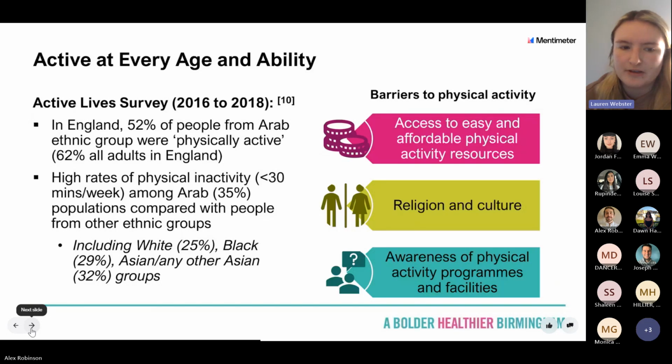Religion and culture play a part in this, such as the availability of single-sex spaces and female instructors, embarrassment or fear of harassment whilst wearing modest sportswear. However, these experiences were reported less frequently in the UK than other European countries, such as France with the hijab ban. Awareness of physical activity programs and facilities was also a barrier, and this was also associated with language. Facilitators included physical educators who speak Arabic and tailoring of health promotion materials. Next slide, please.